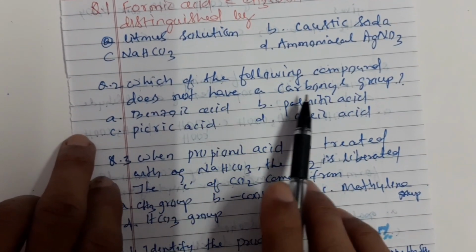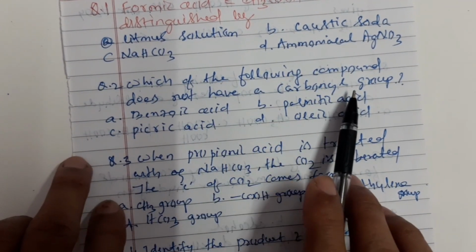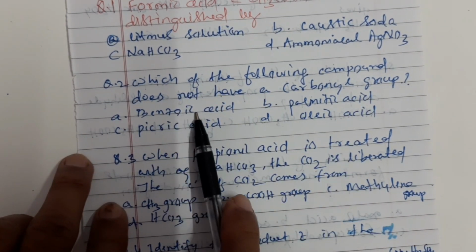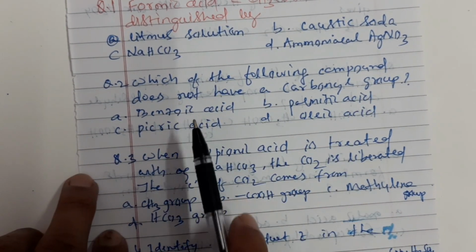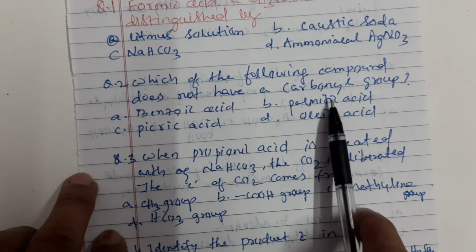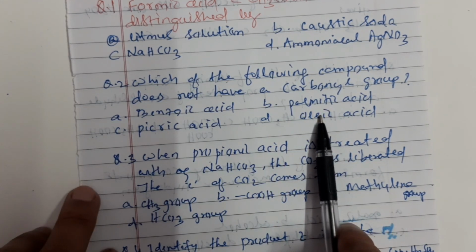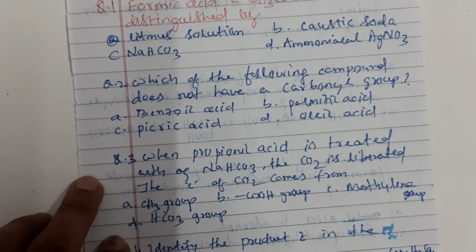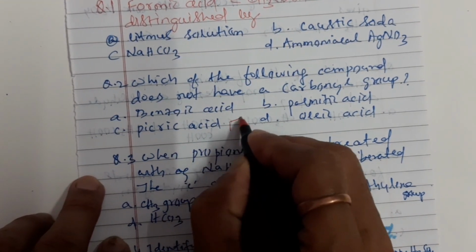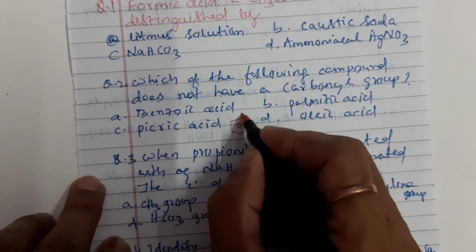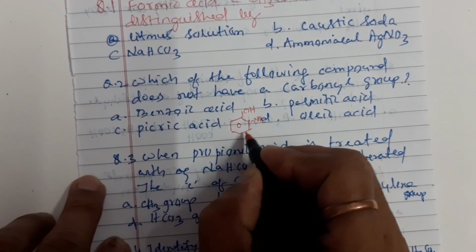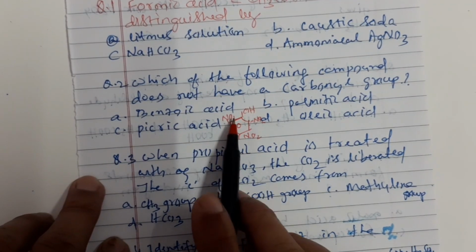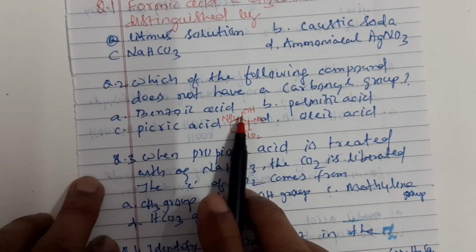Next question, which of the following compounds does not have a carbonyl group? In carboxylic acid, the carbonyl group is present. In benzoic acid, the carbonyl group is present. In palmitic acid, the carbonyl group is present. In oleic acid, the carbonyl group is present. But in picric acid, there is no carbonyl group. So what is picric acid? You see the structure of picric acid: OH, NO2, NO2, NO2. So this is your picric acid. There are 3 NO2 groups and 1 OH group, so there is no carbonyl group.